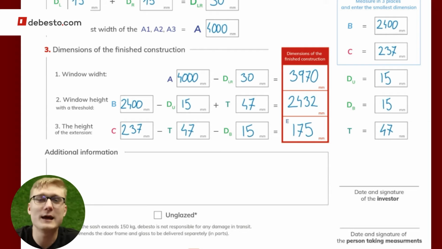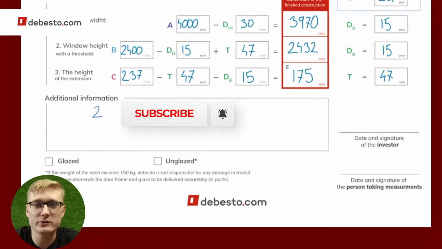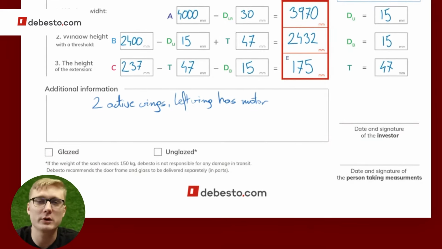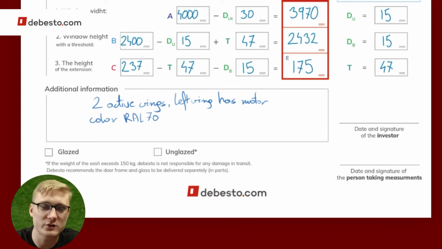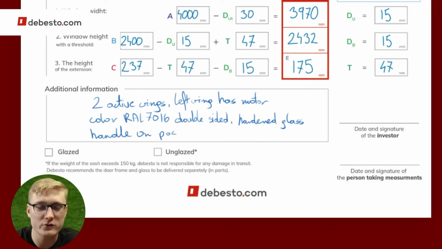To that, we add additional information. In this case, we note that the windows have 2 active wings. Left wing will get a motor for automation. We note the color as RAL 7016 double-sided. We also want to add hardened windows and for the handle to be installed on the post so that our wings completely hide in the jamb, as to create a completely frameless structure.